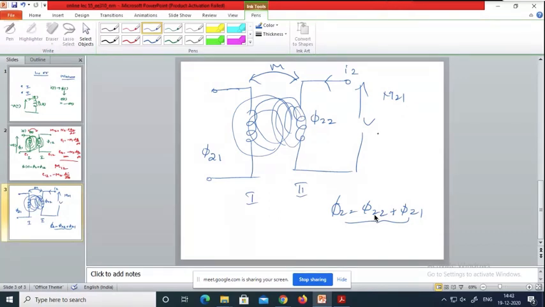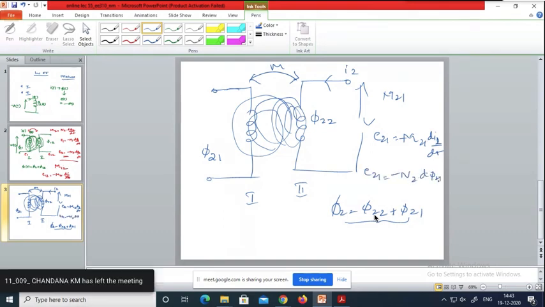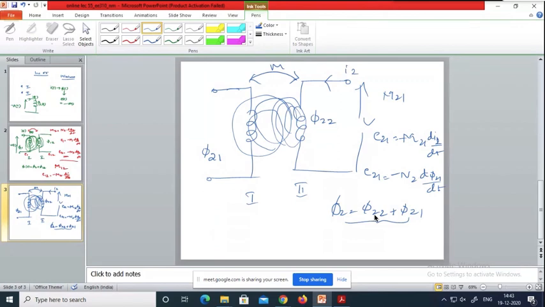That generates E21 voltage, and that is nothing but minus M21 into di2 by dt, or E21 is equal to minus N2 into d phi21 by dt. So this is how you can understand the mutual inductance concept.